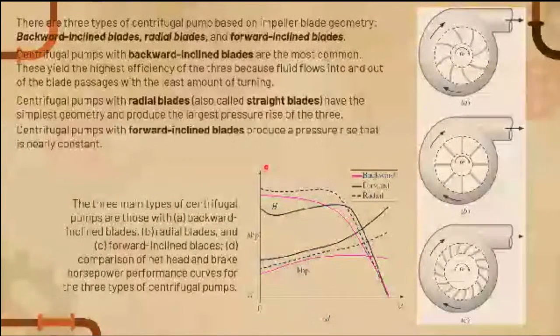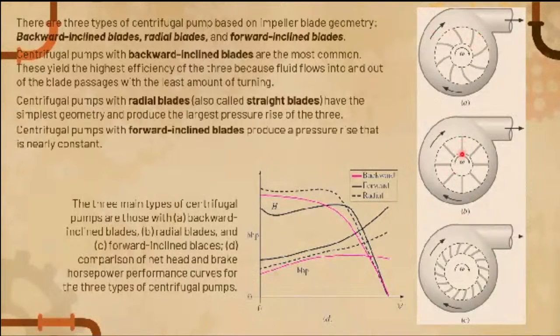So there are three types of centrifugal pump based on the impeller design. The impeller design has a different geometry or different design. The first type is the backward inclined plate, radial plate, and the forward inclined plate. So you look at here, this is the backward. If you look at the design, it curves this way and it rotates this way. So this is what we call the backward inclined plate.